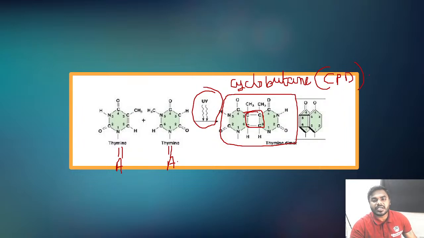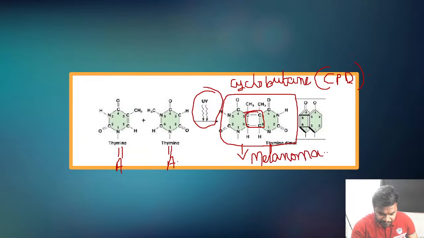What do you call it, my friends? We will be calling it the cyclobutane photodimer. Please kindly don't forget it. Friends, if we don't break this bridge, everyone listen to me carefully. If we don't break this bridge and if we don't separate the two thymines, friends, it leads to very dangerous skin cancers, which we can call melanoma.